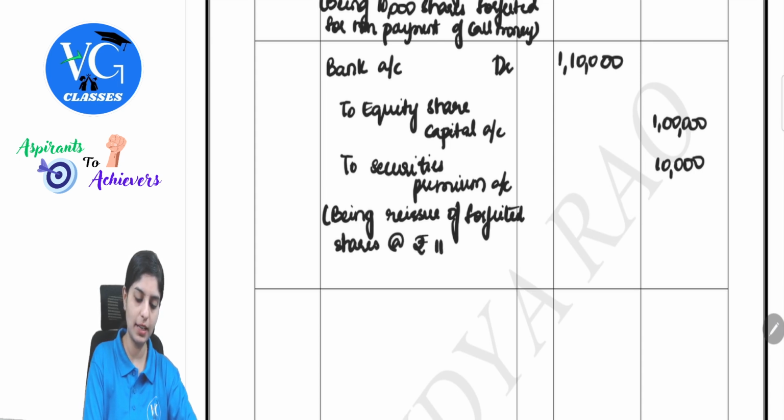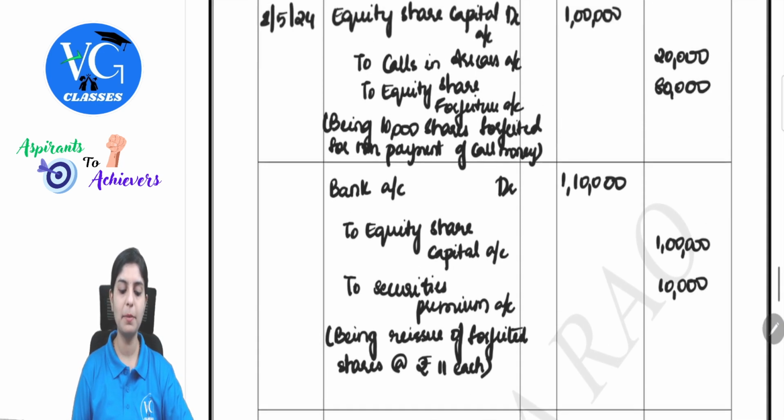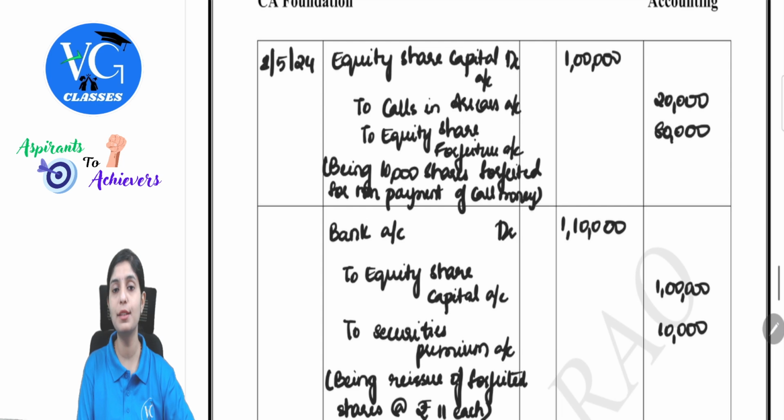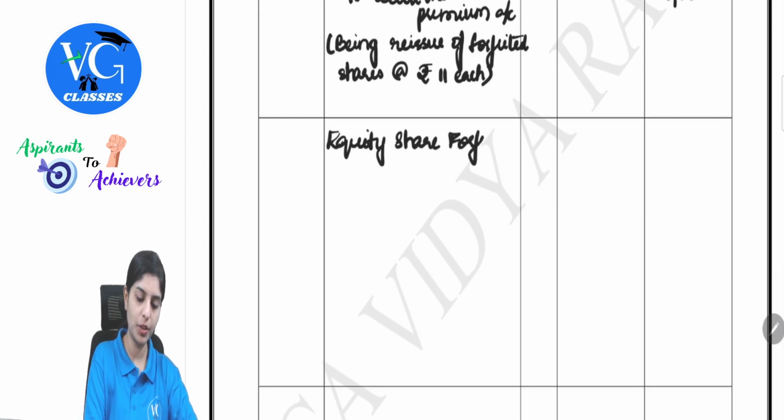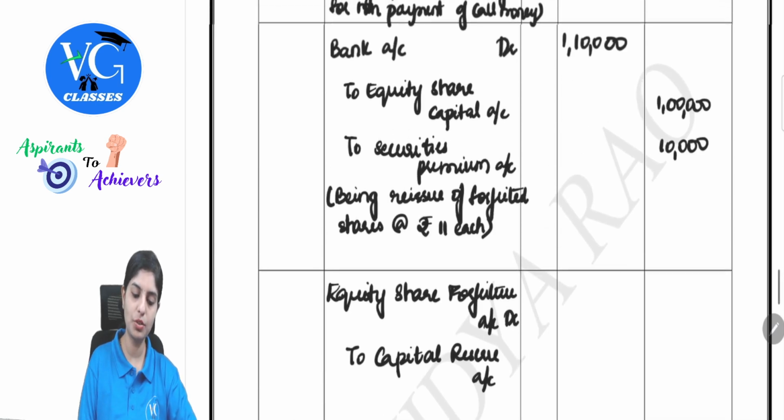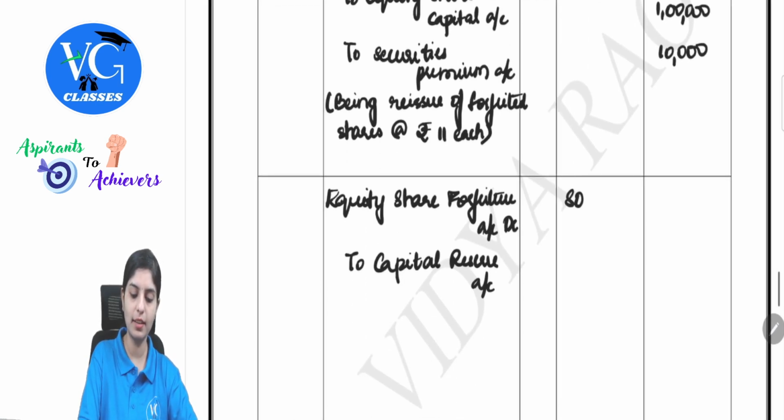at rupees 11 each. Now, after we make the reissue, remember there is a balance reflected in share forfeiture. For the purpose of reissue, we did not utilize this at all. So entire thing will be transferred to which account? Capital reserve. So equity share forfeiture account debit to capital reserve account. How much was transferred? 80,000. Entire thing will be going to capital reserve.